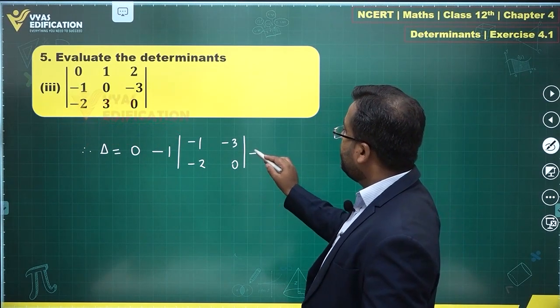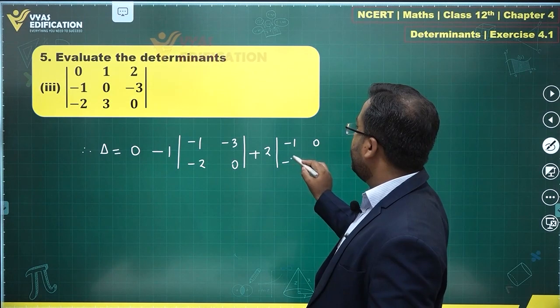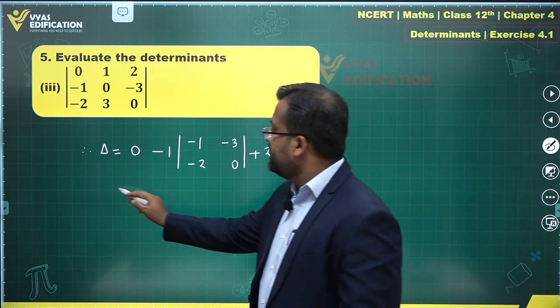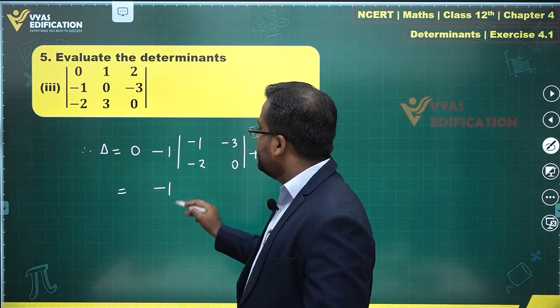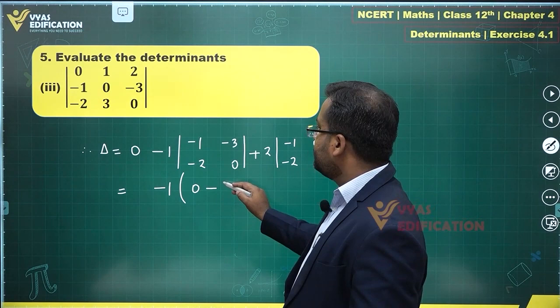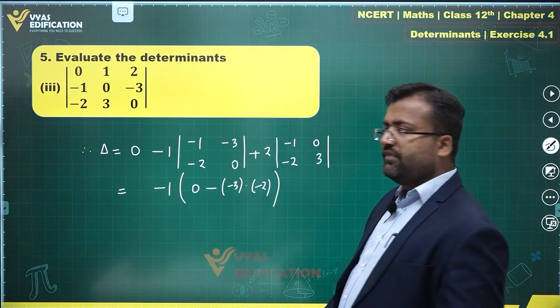What else? Then you have a plus 2 times the determinant of minus 1, 0, minus 2, 3. This is what you have, right? Is that okay? Yes. This is 0, which is okay. Minus 1 times what you have is minus 1 times 0 is 0. Minus of minus 3 times minus 2 is what I get over here, right?